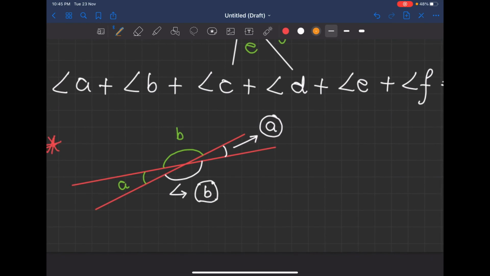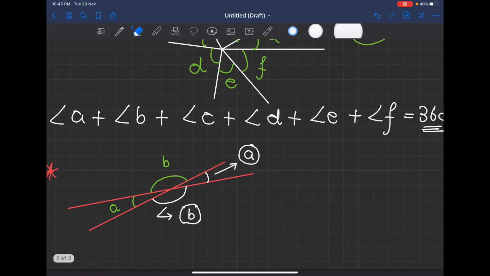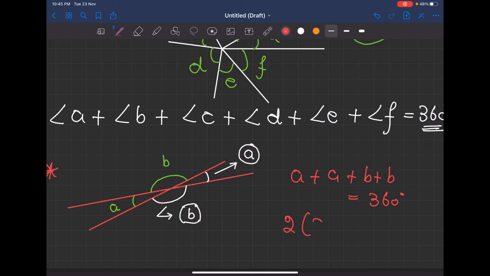So we can also write here the previous property as we studied, that the angles around a point sum to 360 degrees, that a plus b equals 360. So 2 times (a plus b) equals 360. Just for the sake of explanation I'm telling you, else it's pretty simple that a plus b will of course sum to 180 degrees as they lie on the same line.